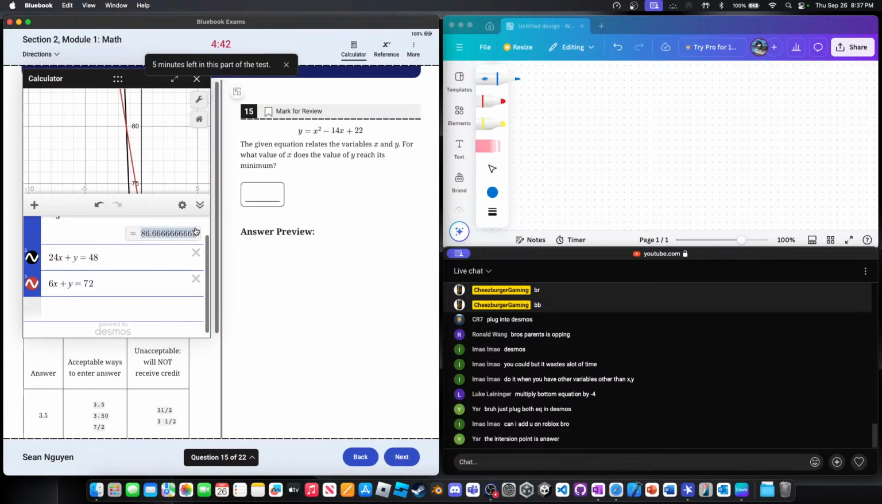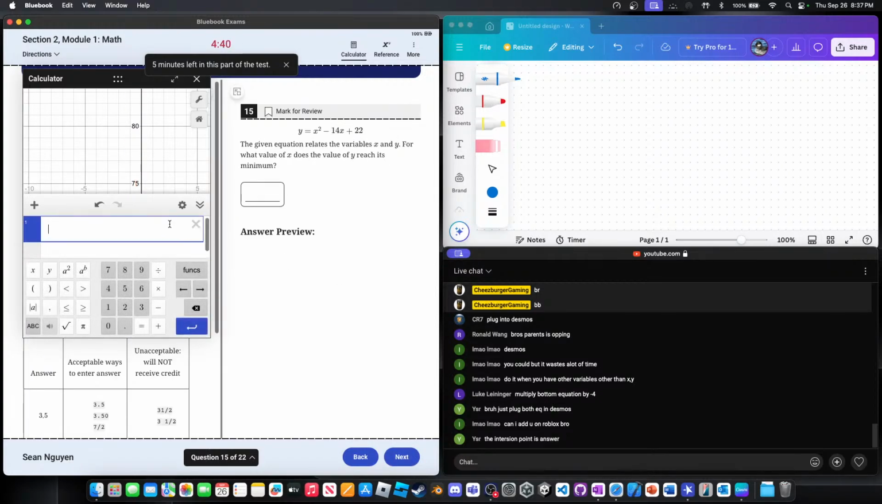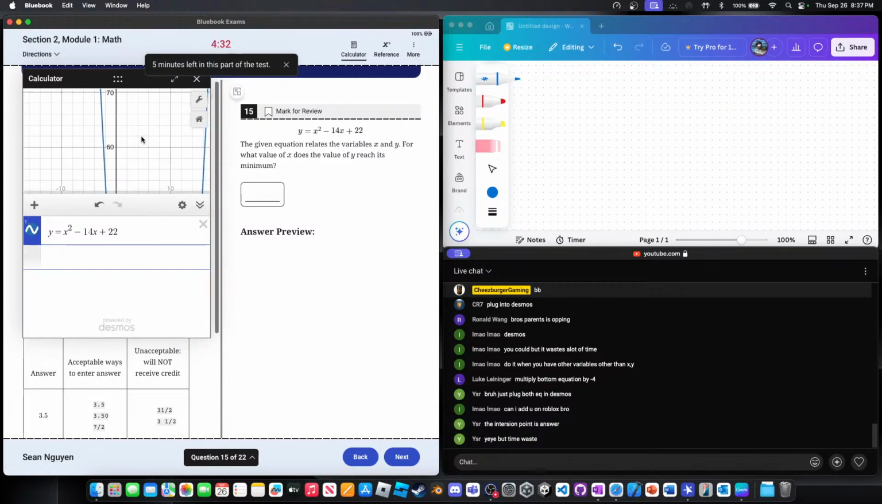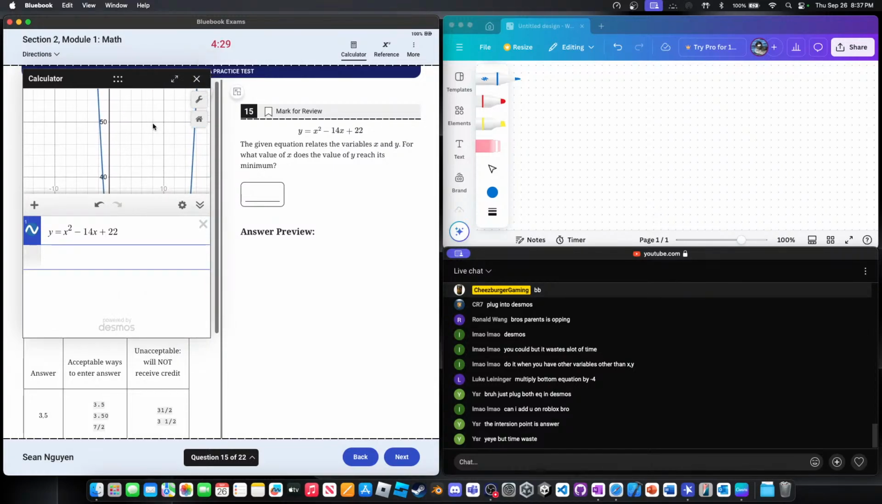Okay, well yeah, let's just do it from now. Let's just not waste time. You know, just for the sake of time, we're not gonna do the written method, even though it's probably good for me. But if we want to succeed, you probably don't need it. Given equation relates the variable x and y.